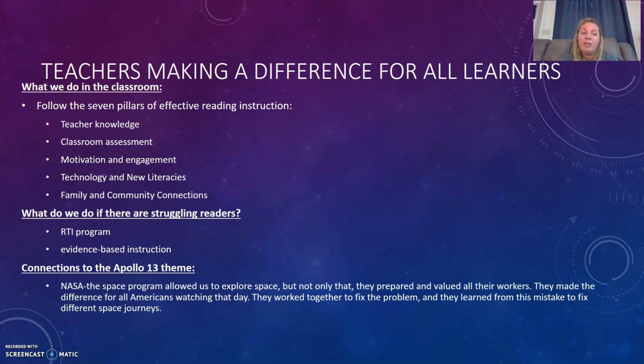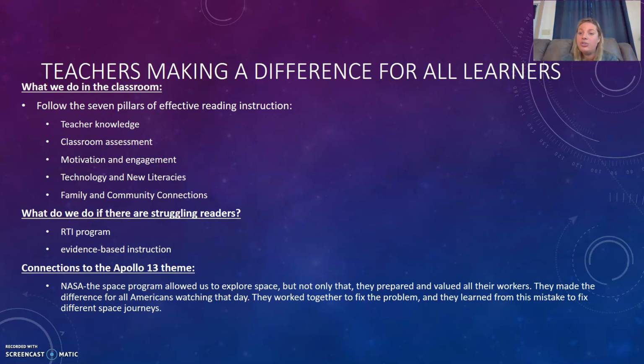Motivation and engagement. Students should be engaged during your lesson 100% of the time. If not, they could lose out on key components of the reading strategy that you are learning, as well as just not even learn. And that's when the behaviors come out. So making sure that your lessons are engaging and motivating for the students.